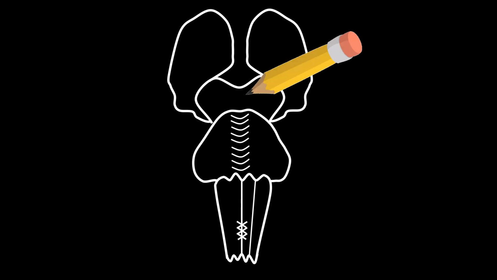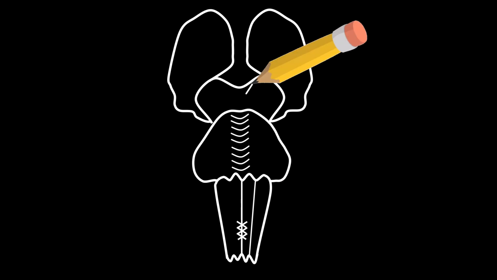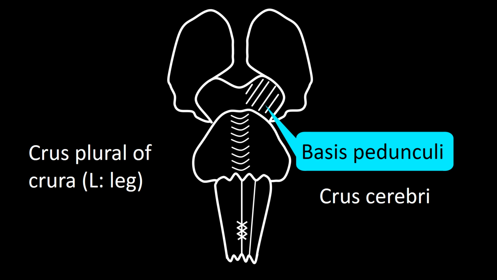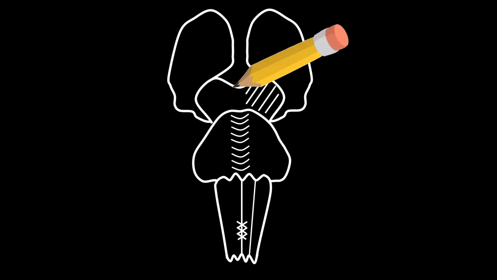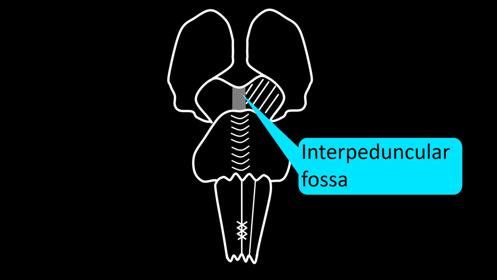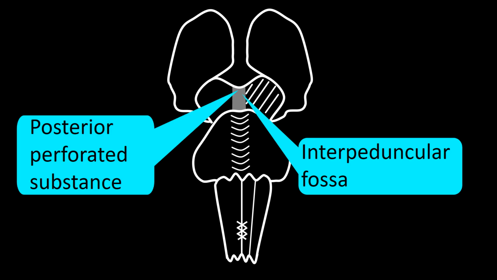Now go to the midbrain and draw a line slanted up and laterally, as you see, then another one and a few others to fill the whole area. They represent the basis pedunculi. Then go to the center and blanket the area as I have done. These represent the interpeduncular fossa. Rostrally, in the interpeduncular fossa, there is an area that harbors the posterior perforated substance.